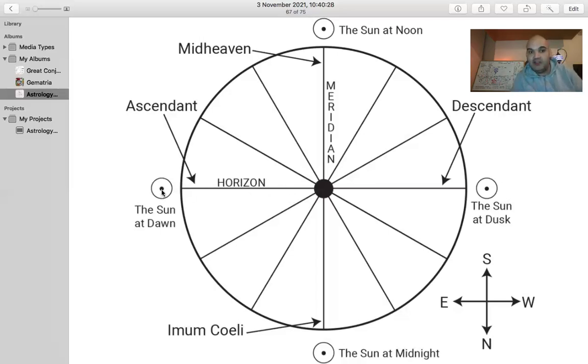So we would see the sun come up this way, and then this is the sun at noon, and this is the sun where it sets. And this would be the sun at midnight, obviously below the horizon where we can't see it. So each one of these symbolizes 2 hours of the day. So this would be 6 a.m.